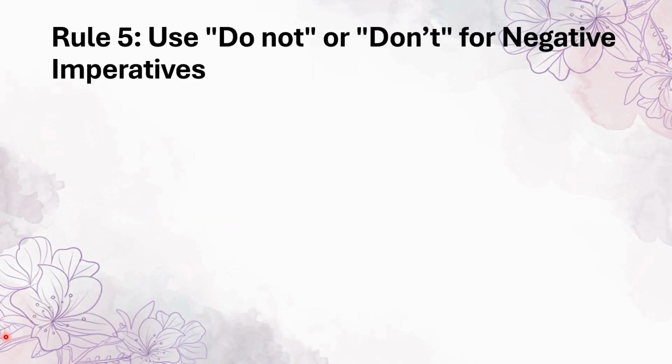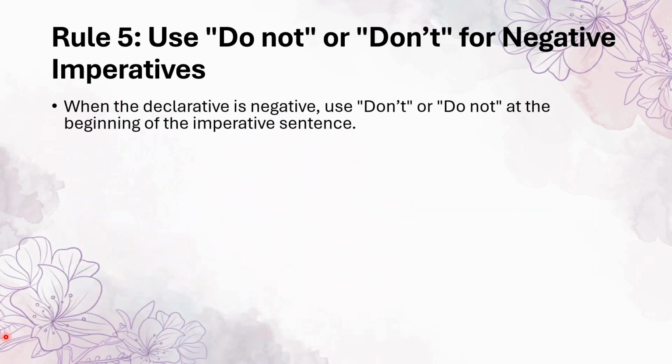Okay. Now it's time to go ahead with the next rule, which deals with negative instructions or warnings. That is rule 5, which is the use of do not or don't for negative imperatives. So, we learned how to change positive declarative sentences into imperative ones. But what happens when the sentence is negative? That is, when someone is told not to do something. In those cases, we use the words do not, or don't in informal or conversational English, at the beginning of the imperative sentence. These are called negative imperatives because they tell someone not to do a certain action.